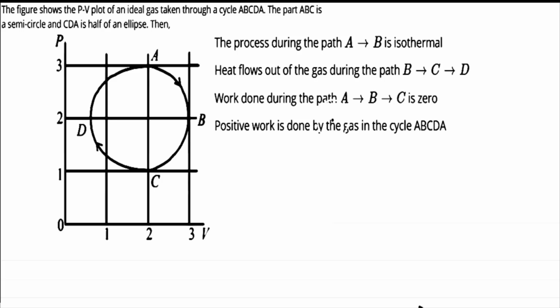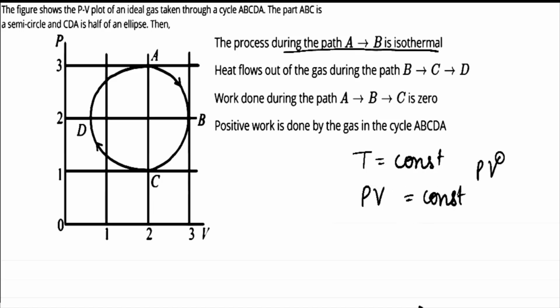The process during the path A to B is isothermal. So from A to B, for isothermal, T equals constant, right? So PV should be constant too from the ideal gas equation, that is PV equals nRT. So this should be a straight line instead of being a curve. So this is wrong, right?